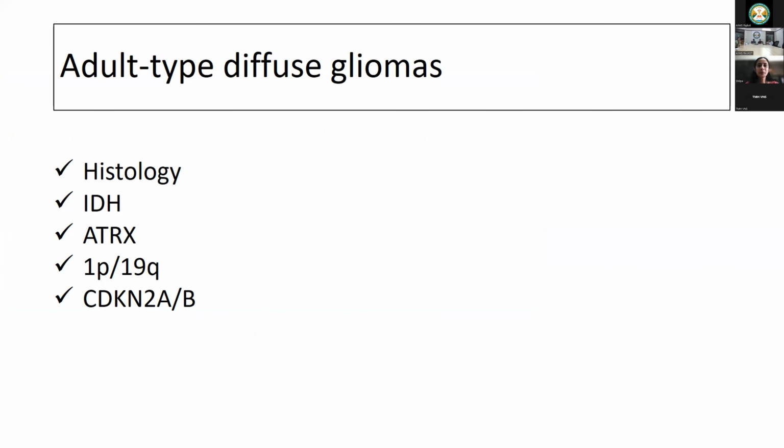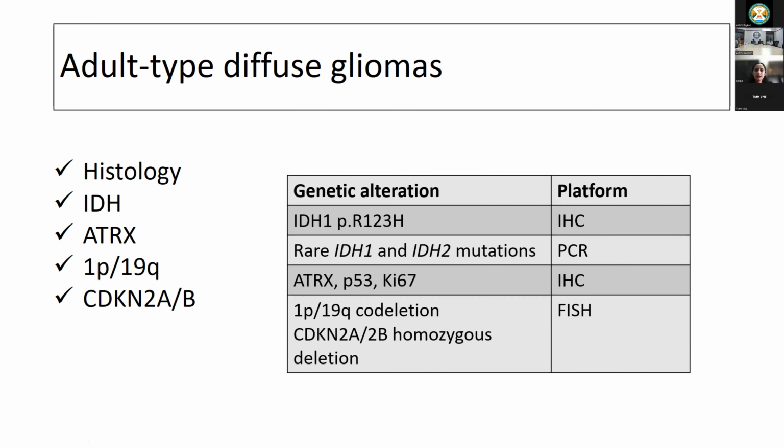So, in adult type diffuse glioma, histology forms the foundation, followed by testing for IDH, ATRX in all cases, 1p19q wherever it is indicated, and CDKN2AB for astrocytomas IDH mutant. So what are the platforms that we can use for IDH, ATRX, P53 and 1p19q? We can use IHC to detect rare IDH mutations. For the rare ones, we have to go for PCR and sequencing, and for 1p19q deletion and CDKN2AB homozygous deletion, we can again use FISH.